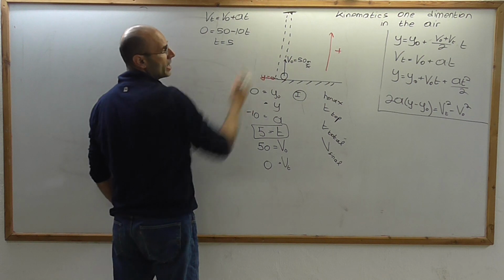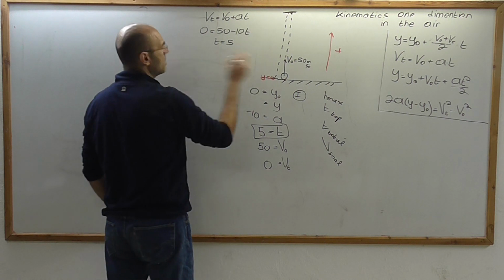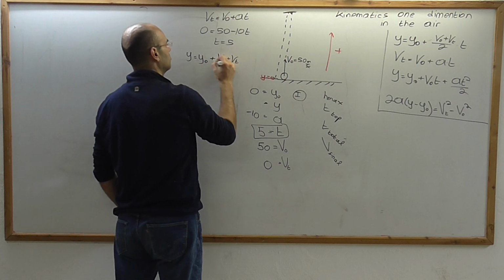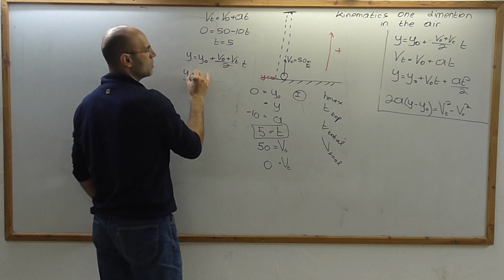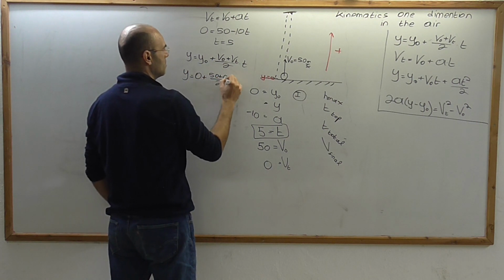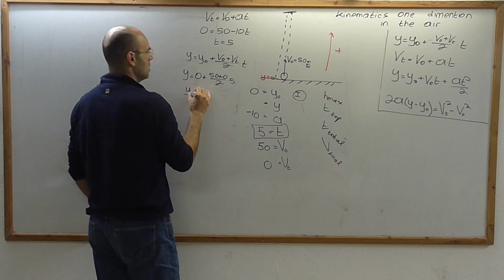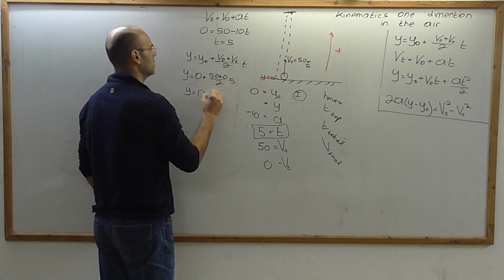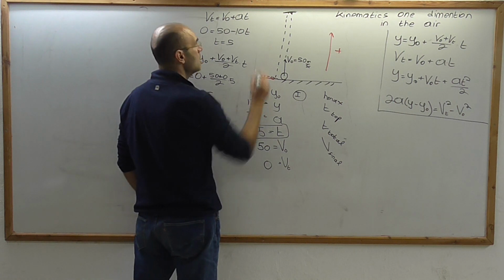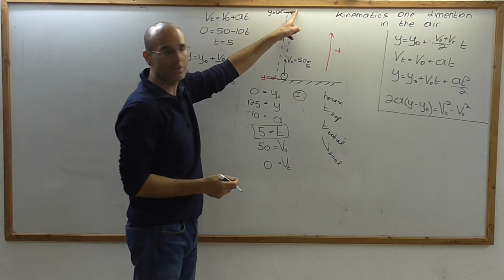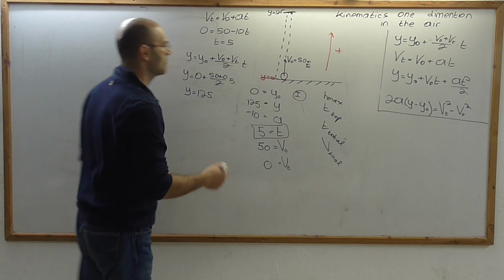Let's find the maximum height. Let's use the first equation. So y equals 0 plus 50 plus 0 over 2 multiplied by 5. So it will be 125. 125 meters. So we know it will take it 5 seconds to reach the top, and the top will be 125 meters.